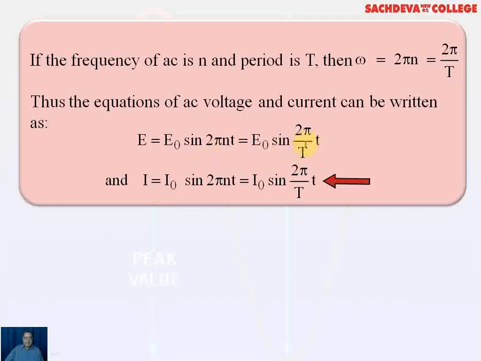Similarly, the explanation for the instantaneous current, that is I is equal to I naught sine 2 pi N t, that is I naught sine 2 pi over T into t. Small t is the instant of time at which the instantaneous current is measured, and capital T is the time period of the sine curve or the alternating curve.